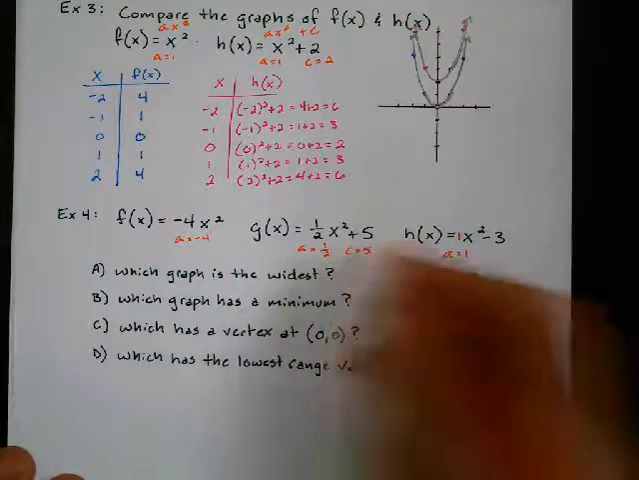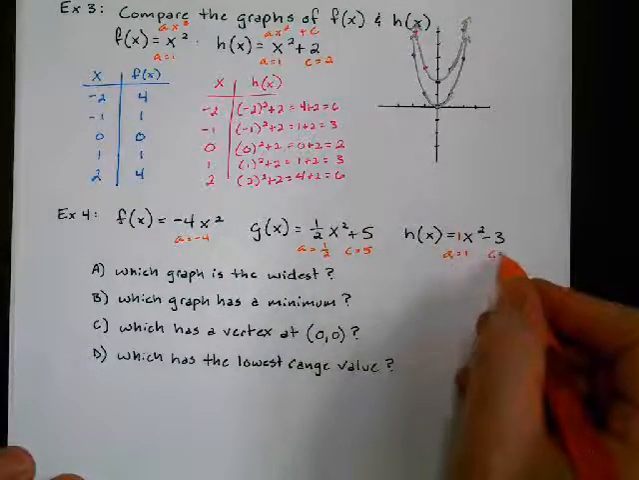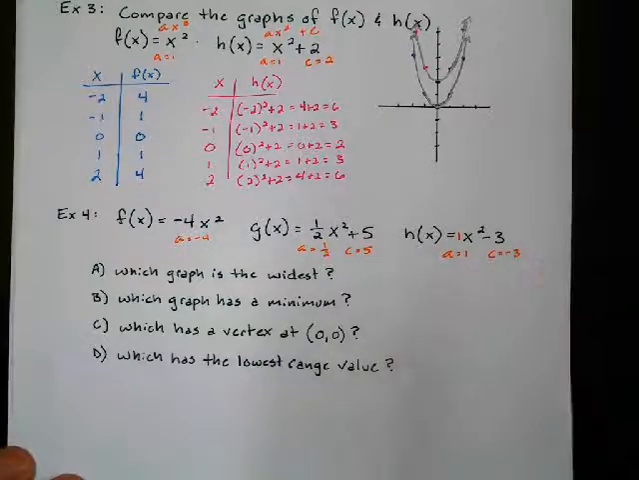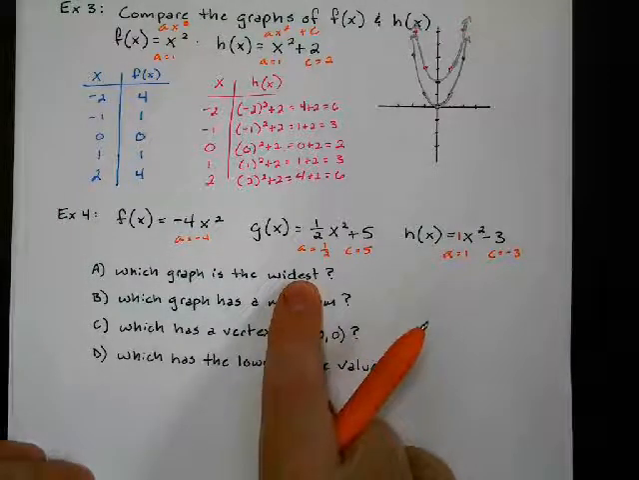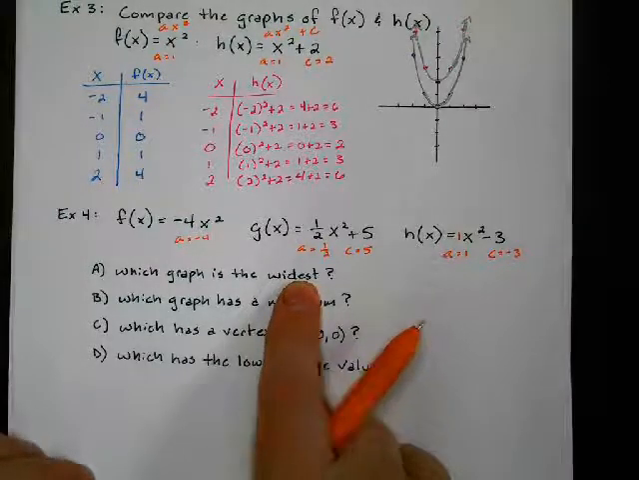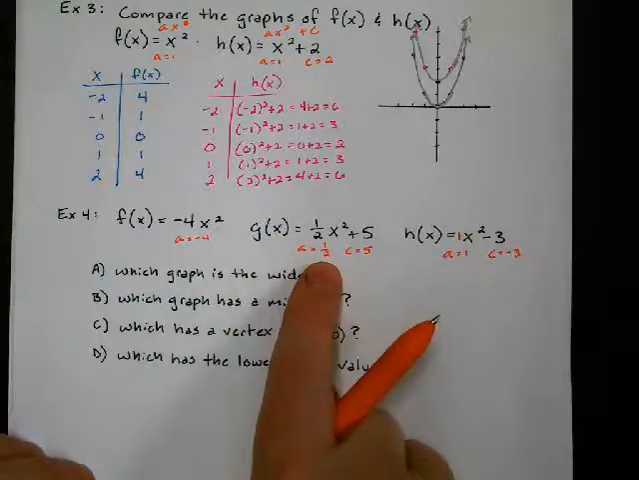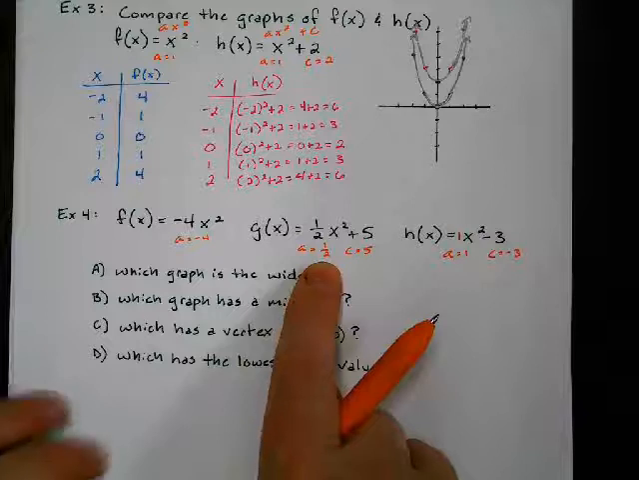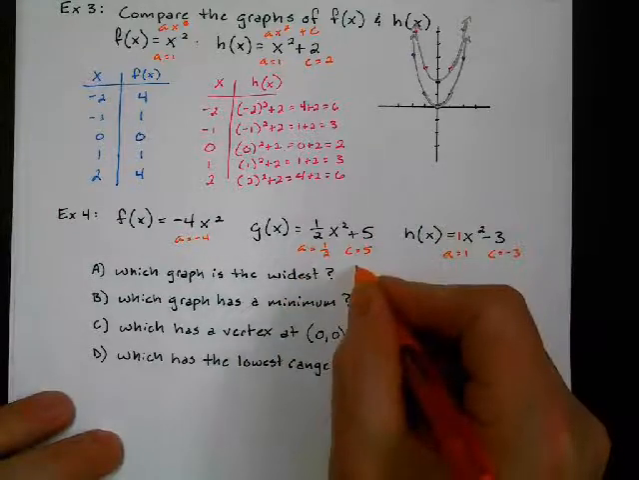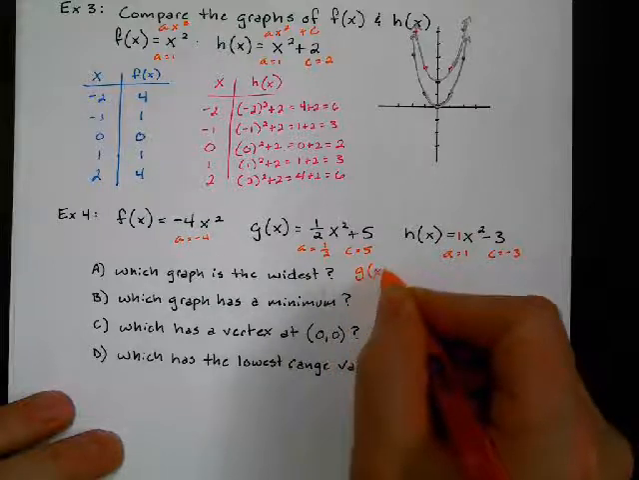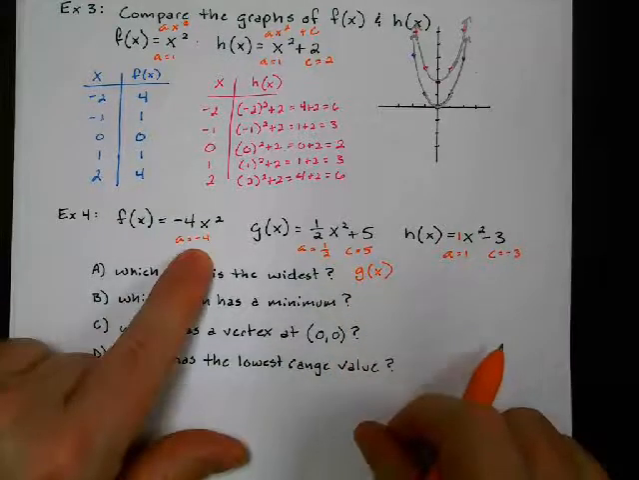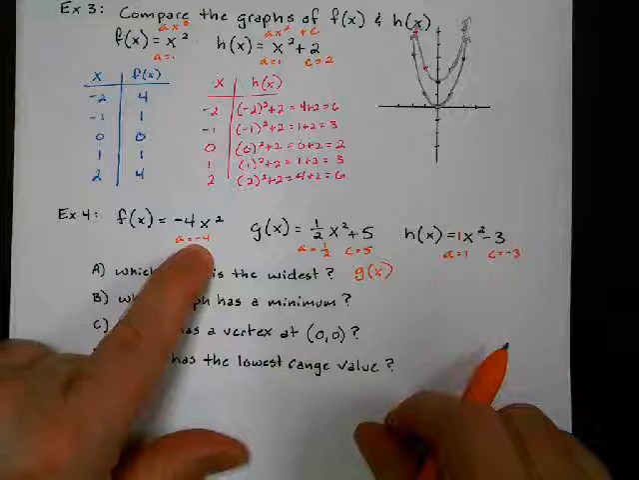All right, which is the widest? Well, the widest one is going to have the smallest A value. So g of x has the smallest A value. So we would expect that that graph would be the widest graph, because it has 1/2. This one should be the most narrow, because 4 is the biggest number. Remember, we don't worry about the negatives for width. So g of x is the widest graph.